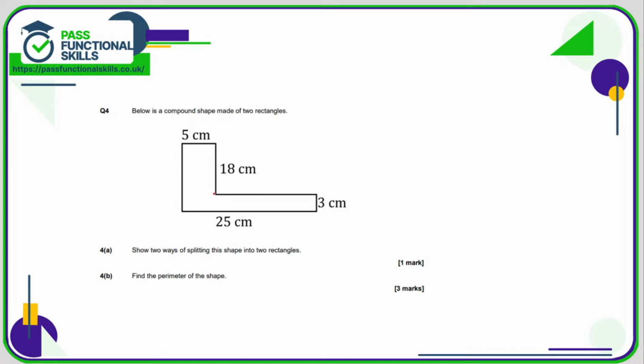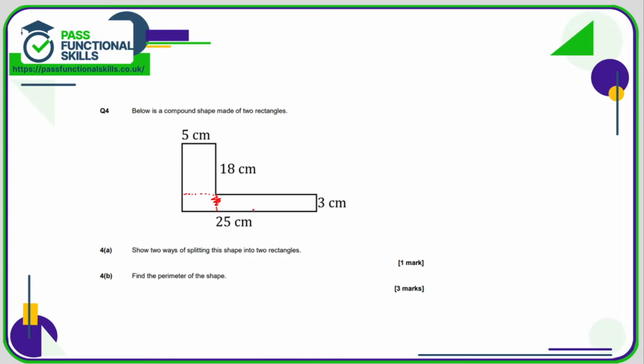And for number 4, so first of all we need to show 2 ways of splitting this shape into 2 rectangles. Well, we can either draw a line down here, and now we've got a rectangle to the right and a rectangle to the left here, or just ignoring this line altogether, we can put in a line here to create a rectangle here and a rectangle here.